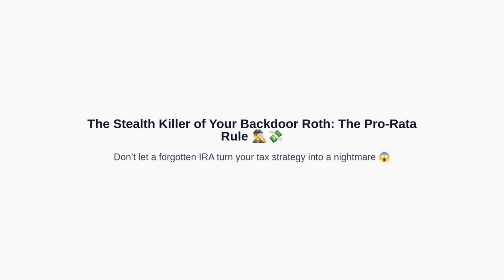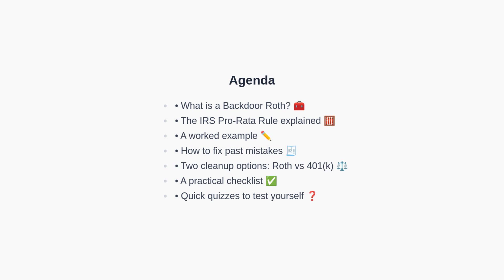Let's get started. Here's our agenda. First, we'll define the Backdoor Roth strategy and how it's supposed to work. Next, we'll unpack the IRS Pro-Rata Rule and why it matters. Then, we'll walk through a concrete numbers example. After that, we'll discuss how to fix past mistakes if you already violated the rule. We'll compare two cleanup options and finish with a practical checklist and a couple of quick quizzes.